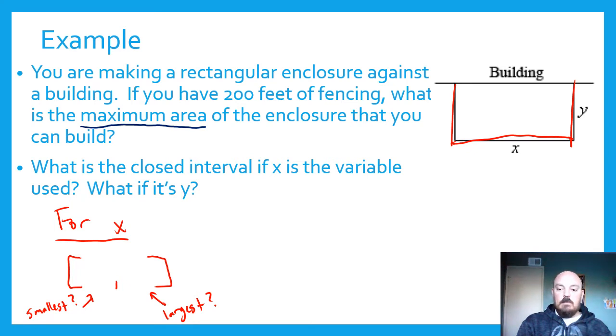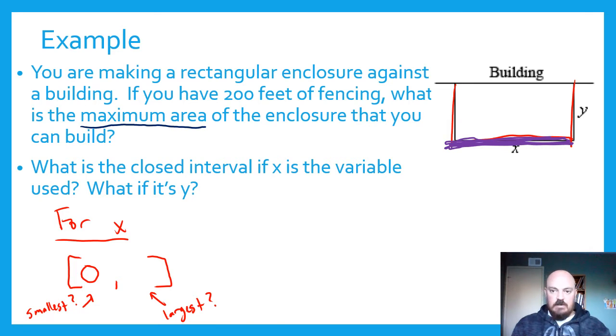So what I'm talking about for x is just this side of the fence. I'll highlight it in purple right here. That's x. So let's start with the smallest. The smallest that x could be would be 0.